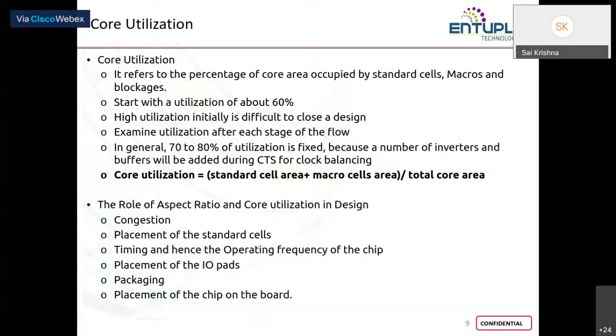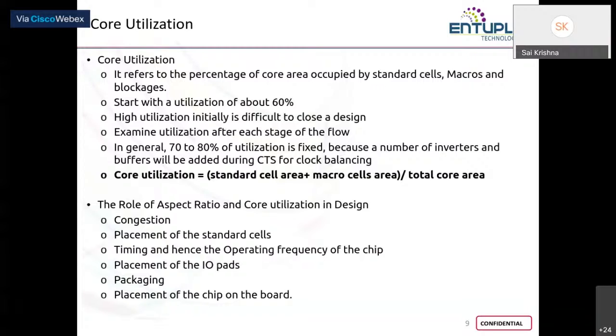In these 9 metals, if you assume all the odd number metals are given horizontal direction, that means you have 5 horizontal routing metals. That means five metals are used to connect only from left to right, and four metals are used to connect top to bottom. Okay, I hope you are able to imagine it.